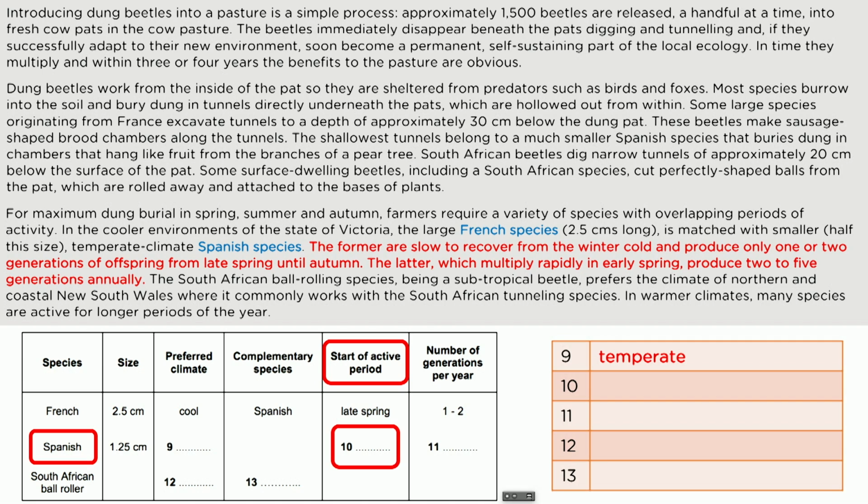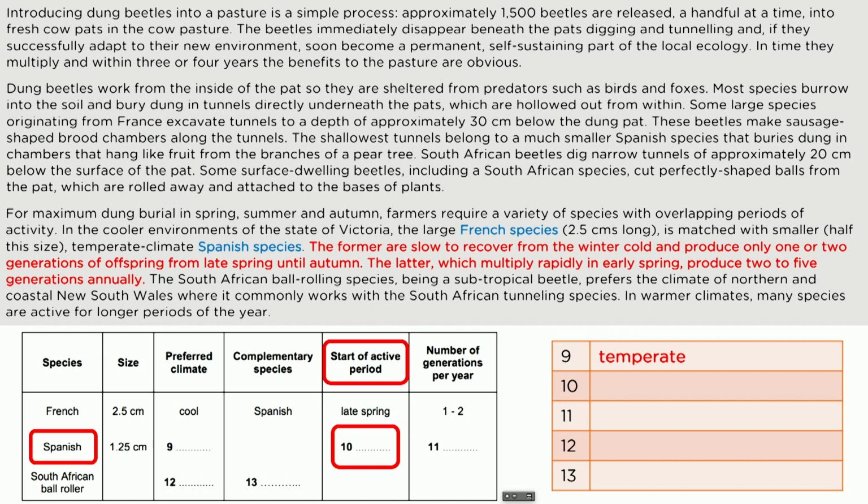Let's do number 10, right? This time we're still looking at the Spanish dung beetle, but we're looking at when it starts its active period. I don't really know what that means, but I can see that the French beetle starts its active period in late spring. So I know I'm going to be looking for a season or a month, perhaps, some sort of time period for number 10.